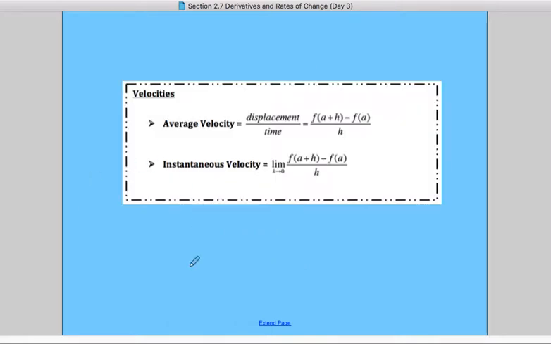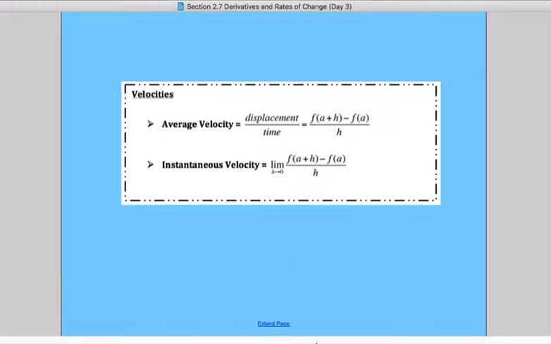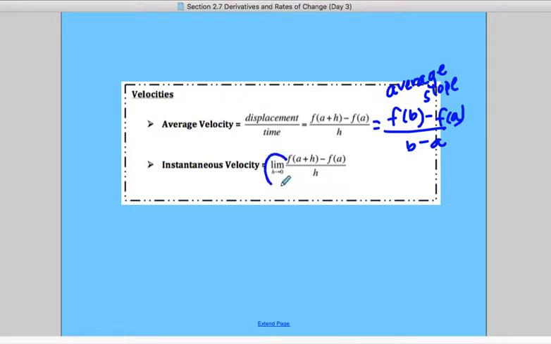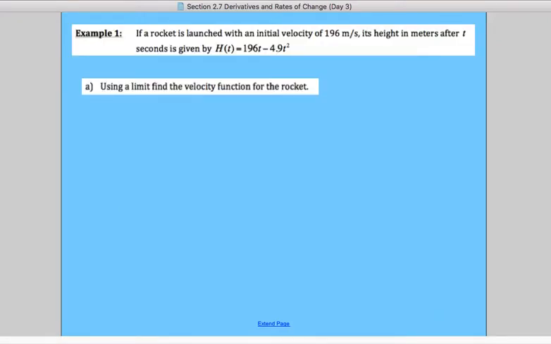Average velocity. We talked about how it's displacement over time or distance over time. And one equation that you can use to find it is f of a plus h minus f of a all over h. The one that we used was f of b minus f of a all over b minus a, our old school slope, our average slope. But in order to find instantaneous, we talked about how you take this function and you go ahead and add on the limit as h approaches 0. So we're going to be looking at average and instantaneous velocity today.